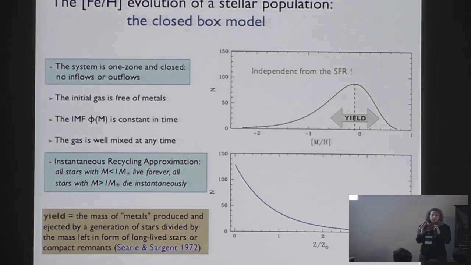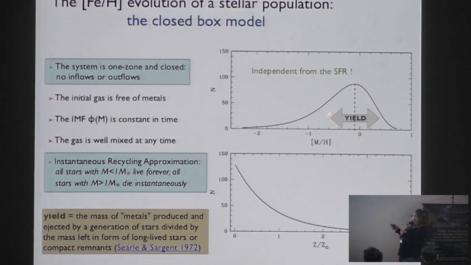To model this box is extremely easy, and in the end, you have an analytic expression that tells you that the distribution is like that. Okay? It's almost a Gaussian, but it has a longer tail on the metal poor side. This is just the same thing plotted in linear scale. Remember that this is almost exactly the logarithm of this other thing.